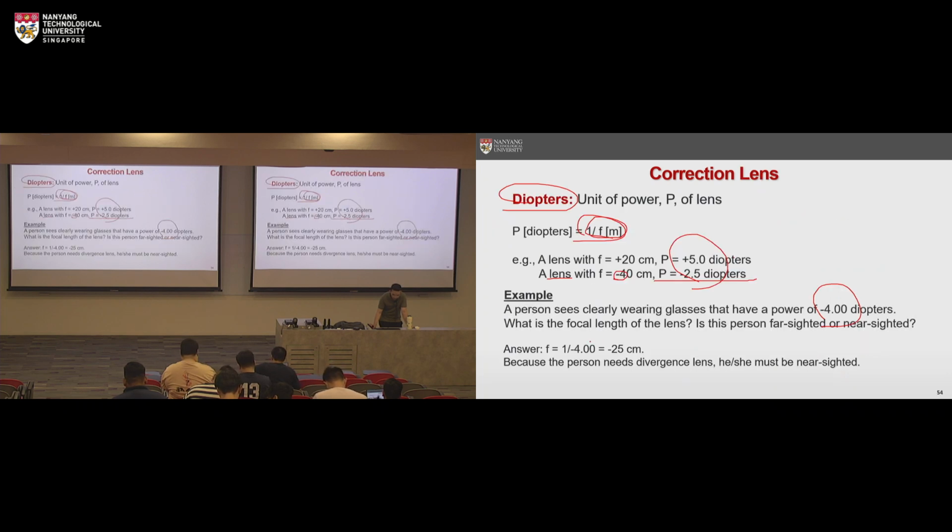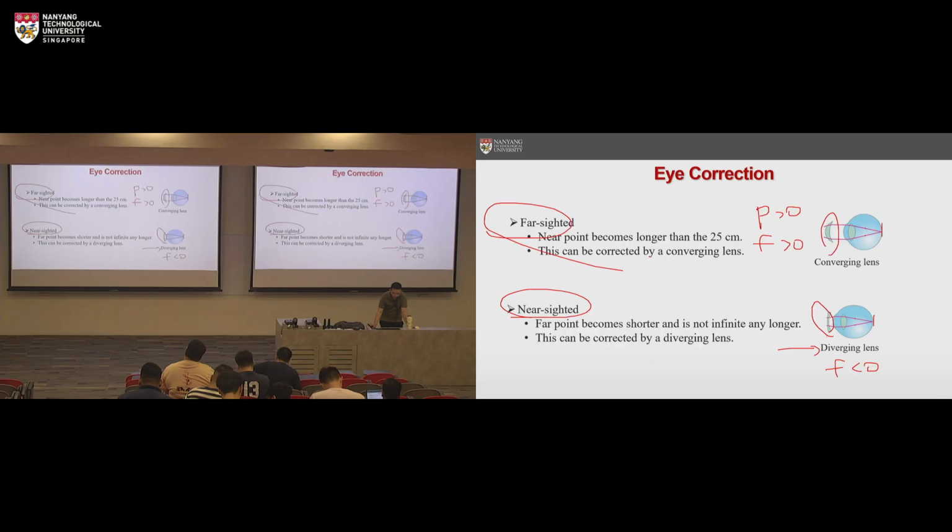Okay, so here is one example. If somebody can see very clearly, and you know that your diopter is -4, what is the focal length of your eyeglass? Basically it's 1 divided by P to solve it. This is very straightforward. But in reality, people don't really use the focal length. They convert this into diopter, the capital P, to represent the power of the lens that you need.